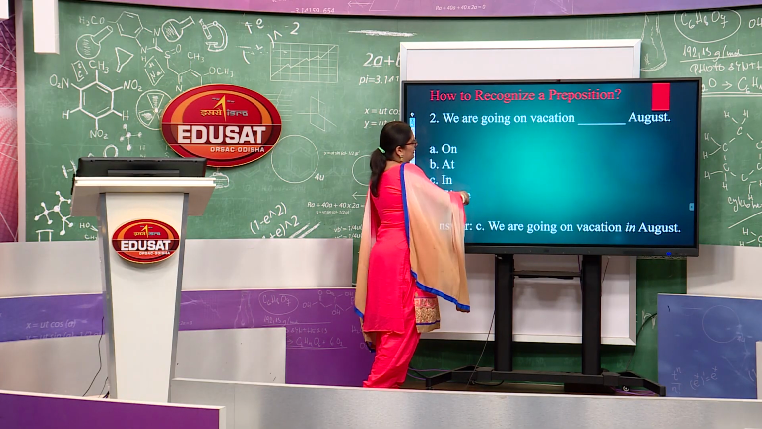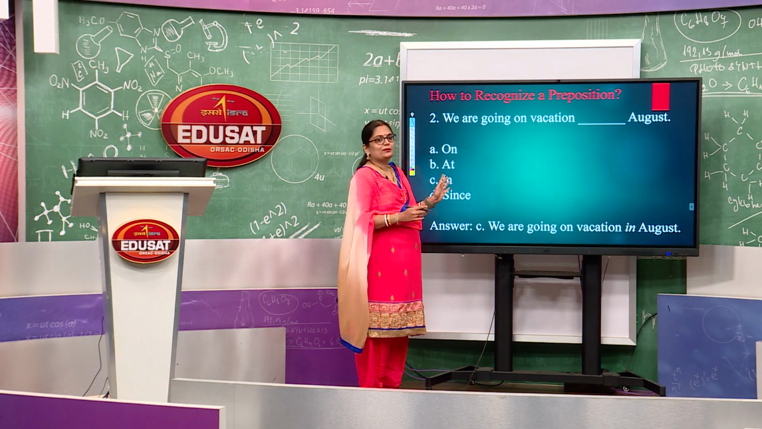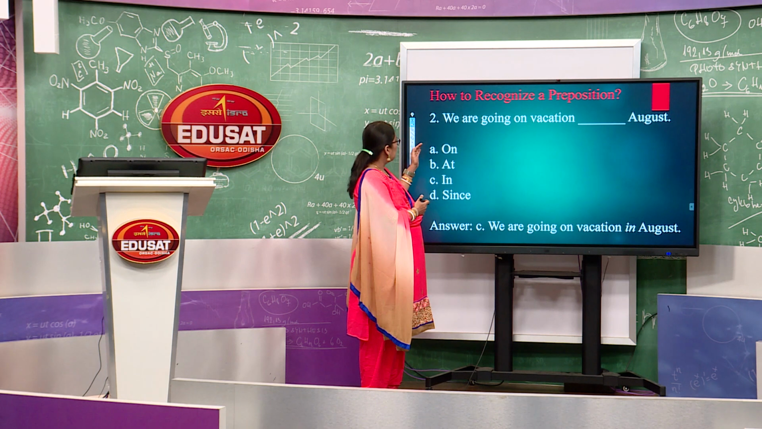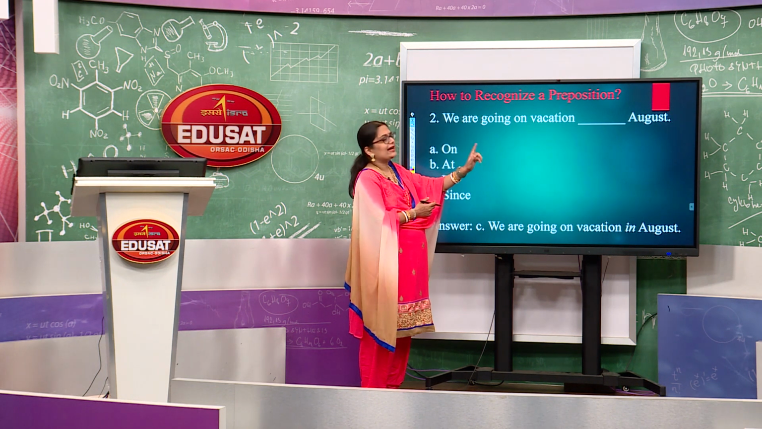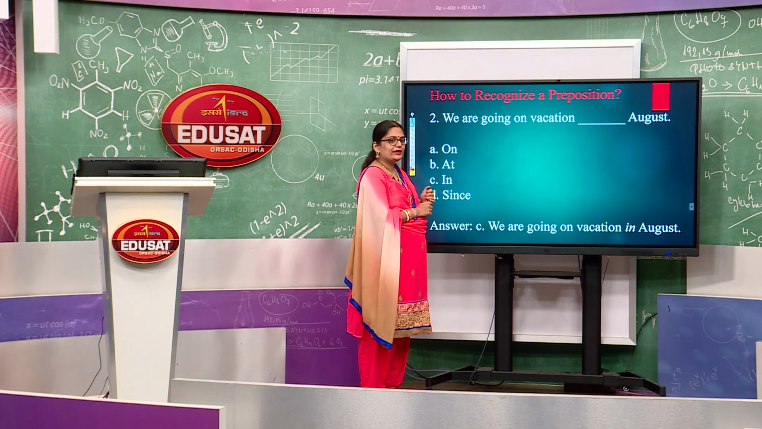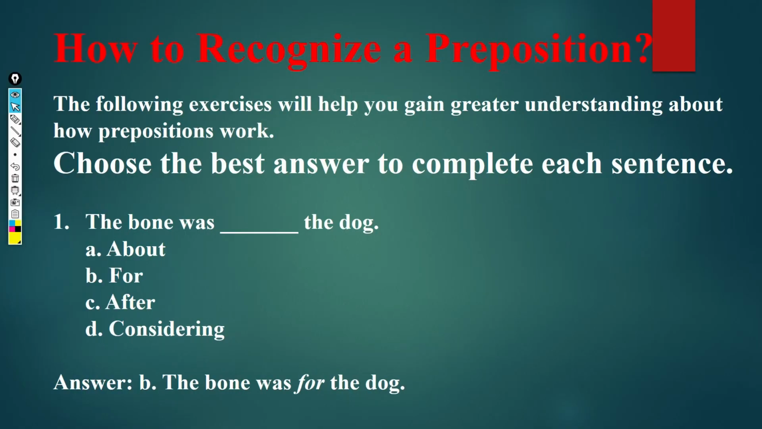Okay? Now, in the second case again, choose the appropriate preposition. The options are on, at, in, since. We are going on vacation dash August. What will be the appropriate preposition? We are going on vacation in August. Okay. So, the preposition used will be in.